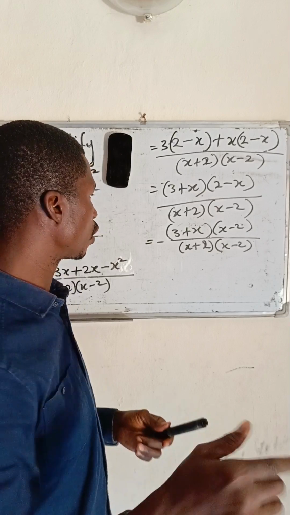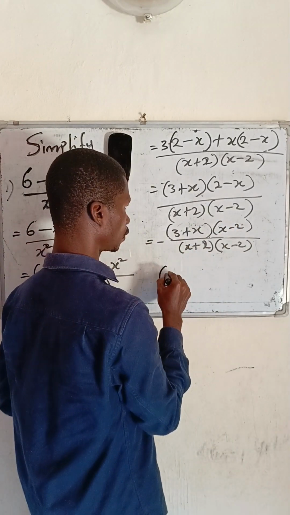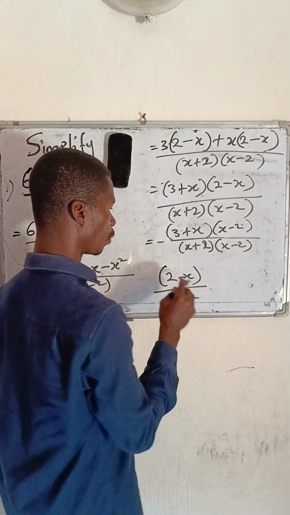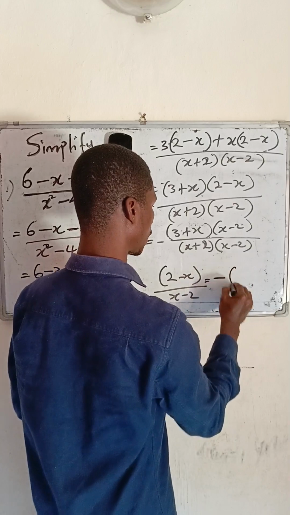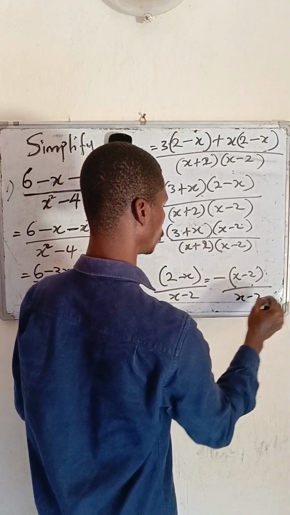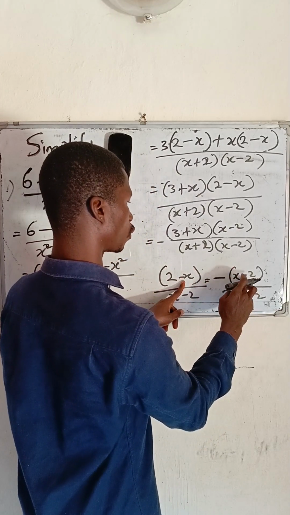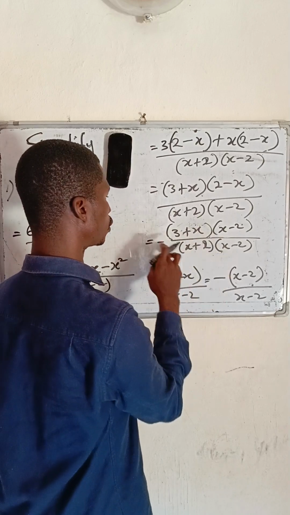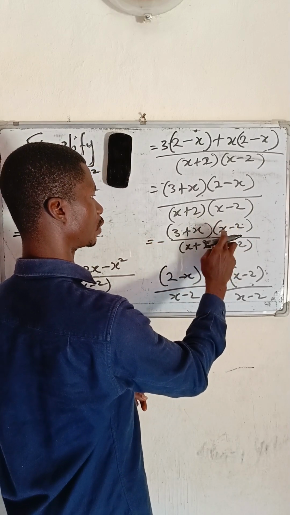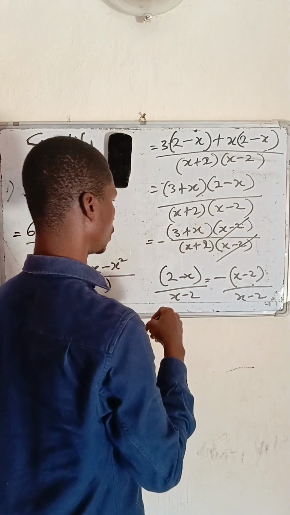Let me prove it to you in case you're confused. 2 minus x all over x minus 2. Now watch. If I introduce minus sign like this, now it becomes x minus 2 all over x minus 2. Expand this now. This times this gives us minus x. Are you seeing it now? This times this gives us plus 2. So anytime you're introducing minus sign and you change the signs of it, you just rearrange it this way. That's just it. So they are the same now. This now can cancel this.